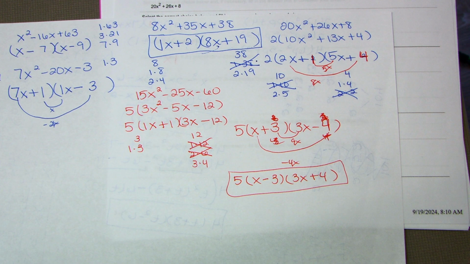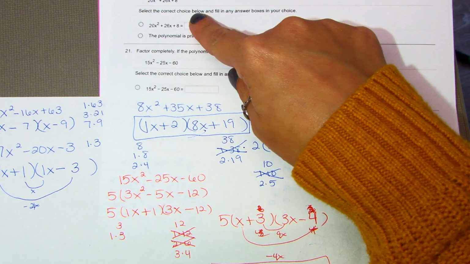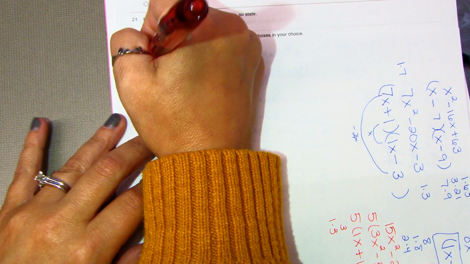We have 15x squared minus 25x minus 60. Hey, look at that. That's why it looks familiar. We already did it. Where did we do it, though? Did I skip down, or did we do it on a previous page?